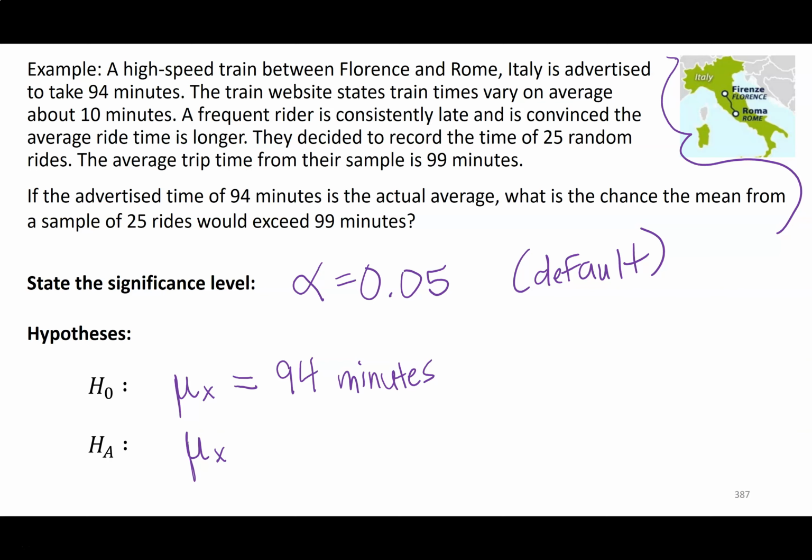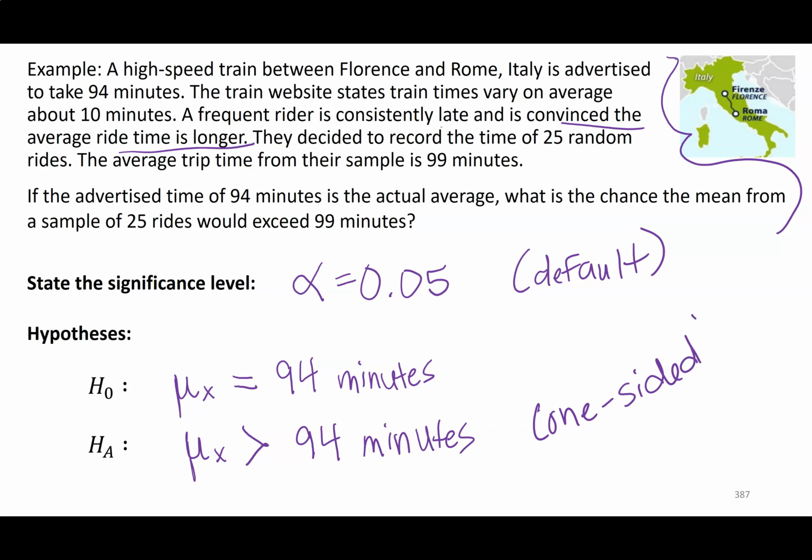For the alternative, I want all of the same things, except the sign has to change. What goes here is, the frequent rider says they're convinced the time is longer, so it's higher than 94 minutes. So this is a one-sided test. This means when we calculate our one-sided p-value, we're done. That's the p-value we want. We don't have to multiply by 2.